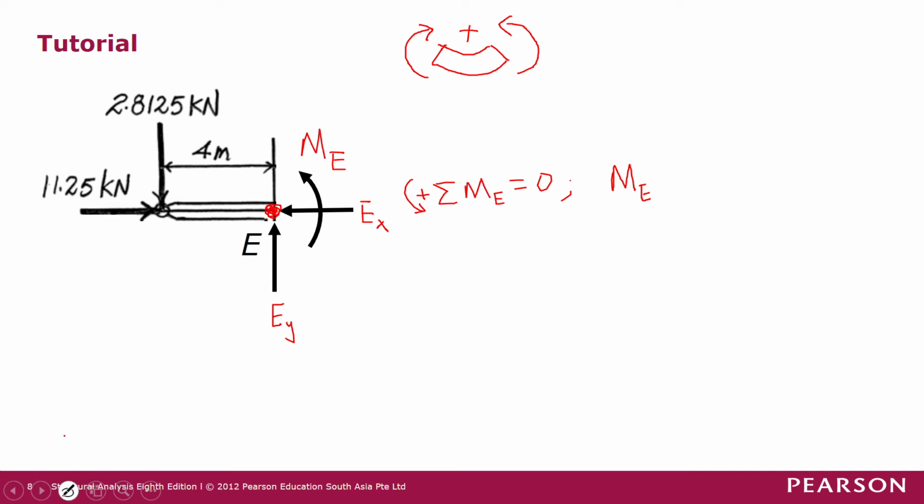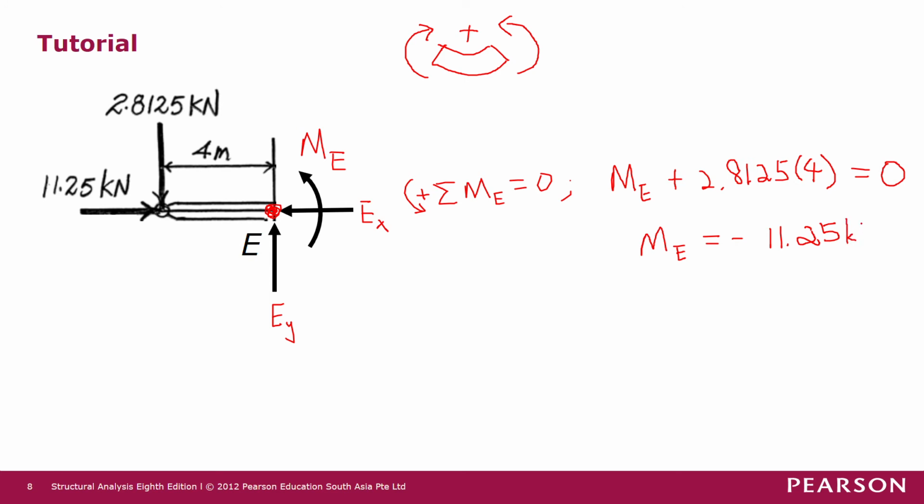And then we have the 2.8125 kilonewton force that is producing an anti-clockwise moment about joint E as well. So anti-clockwise moment, we have positive 2.8125 kilonewton times its moment arm, which is 4 meters. There is no other moment, so we equate this to 0. Solving for that, we get ME equals minus 11.25 kilonewton meter.